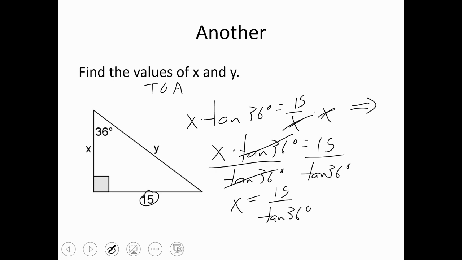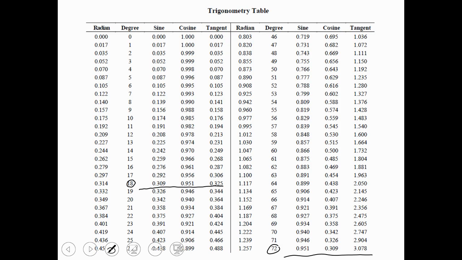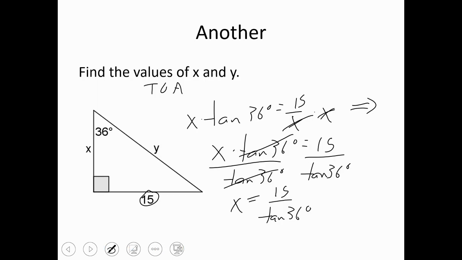And once again, what you would do is you would hop back to the table and you would get the tangent of 36 degrees, and it's not there in the table, so I can't pull it off right now. But one could. You'll have the complete table and then plug it in and you'll get the value of x.